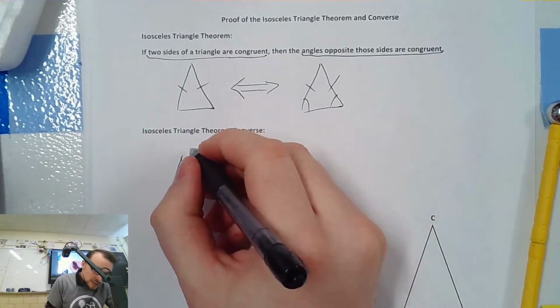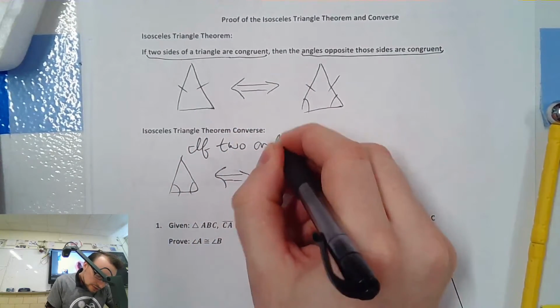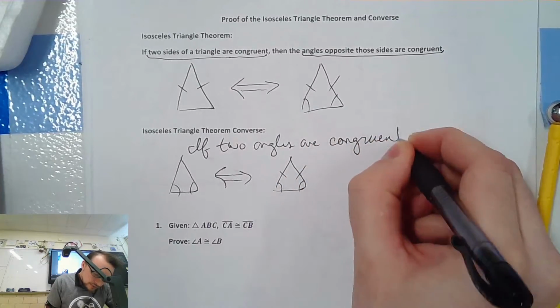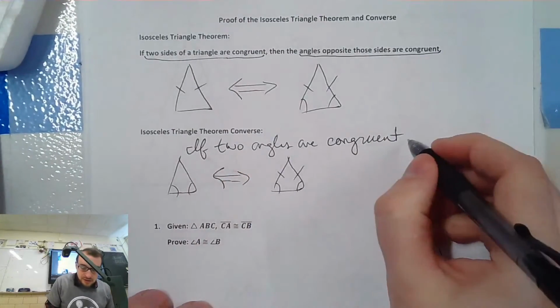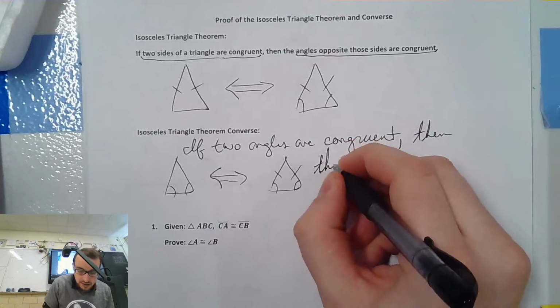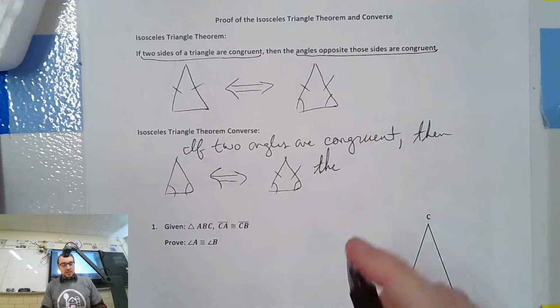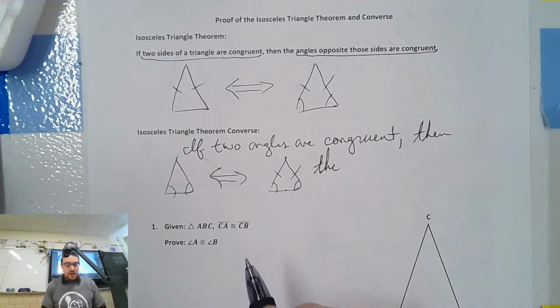So we're going to write that. If 2 angles are congruent, right, I'm just flipping these things, right? That's what the converse is. If 2 angles are congruent, then which sides? How do we identify which sides? It's not just any sides, right? It's not going to be these 2 sides. It's the opposite sides, right?